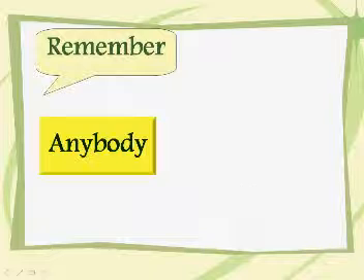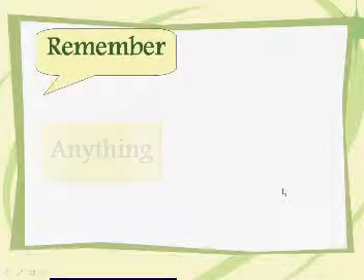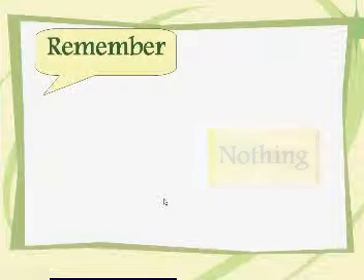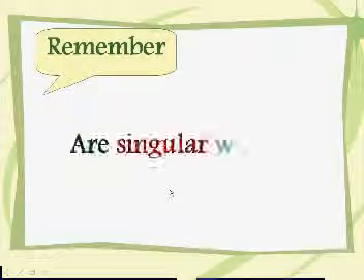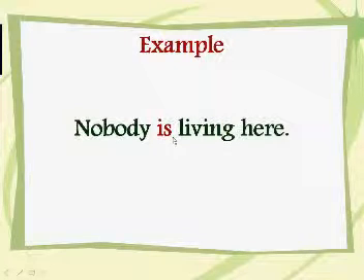So, remember that anybody, anywhere, anything, nothing, nowhere, nobody, all these words are singular words. What is the meaning of singular? It means we talk about them as if we are referring to one person. So if I say, nobody is living here, I use is because nobody here is used as a singular word. I don't say nobody are living here, of course not. Nobody is living here.